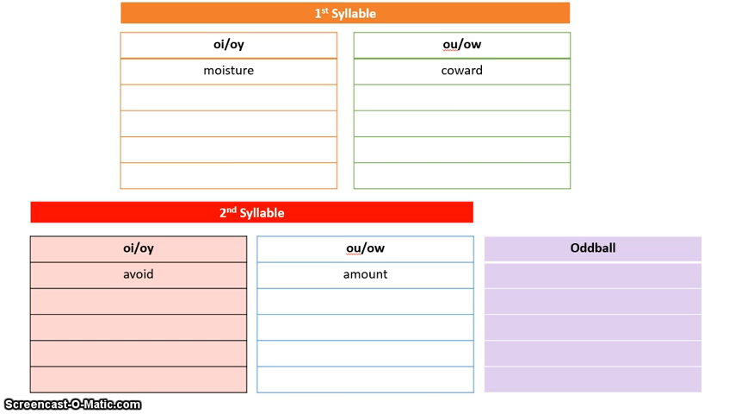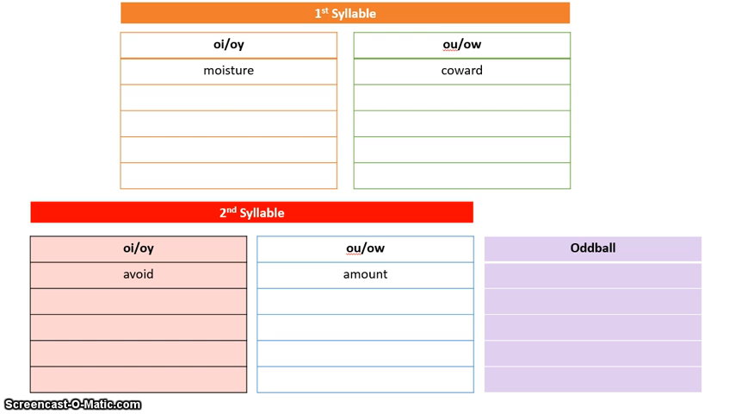So let's look at the word coward. We're looking for the ow sound, as in coward. And we're going to discover that the OW is in the first syllable. All right, so now we have the words avoid and amount. The word avoid, it's the OI or the OY sound. It's the OI sound, as in moisture, but in avoid, the OI sound is in the second syllable.